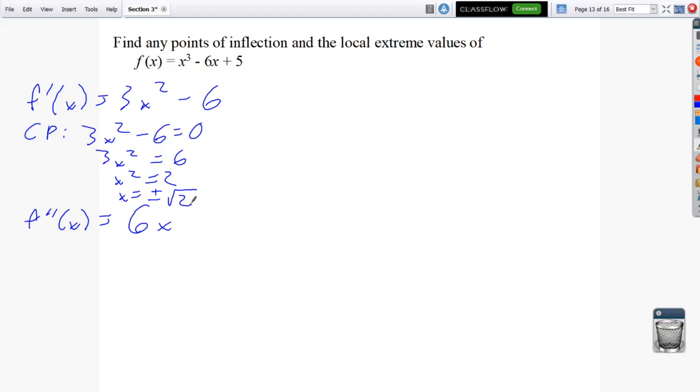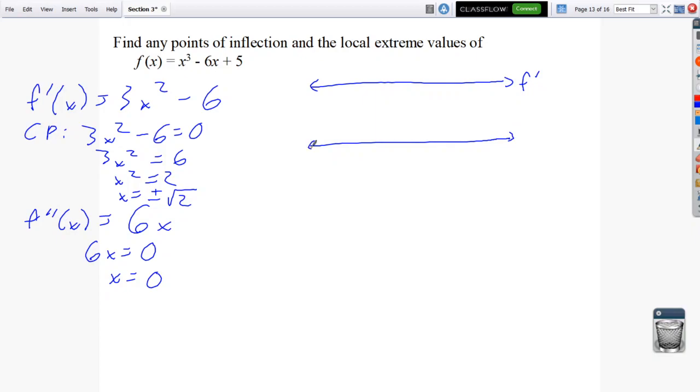Now I look down at my second derivative. I know that my possible points of inflection are going to be where my second derivative is equal to 0. So that's going to be where x equals 0. Now, I set all of these up without analyzing them because now I'm going to analyze them simultaneously. I'm going to put down 2 number lines, an f prime and an f double prime, and I'm going to analyze them at the same time.